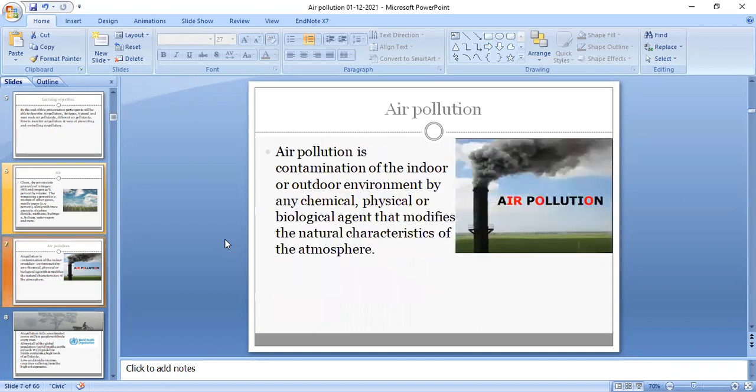Now, what is air pollution? Air pollution is contamination of indoor or outdoor environment by any chemical, physical, or biological agent that modifies the natural characteristics of the atmosphere.